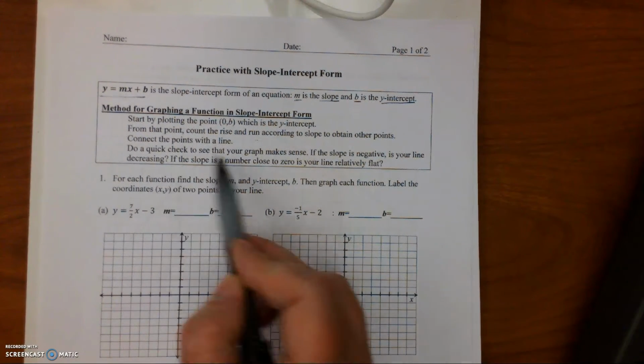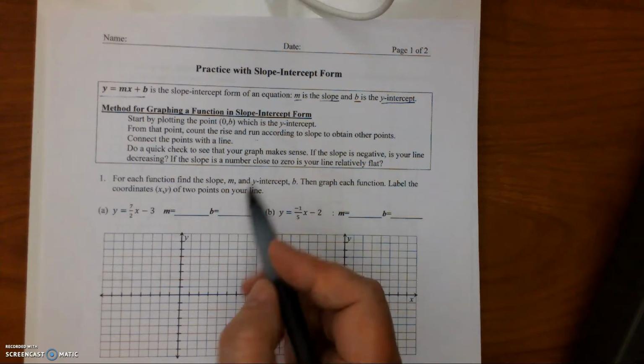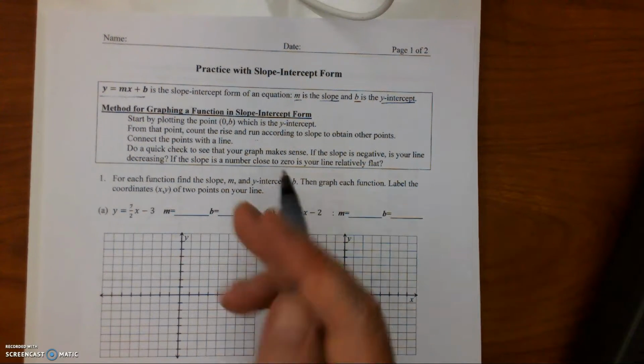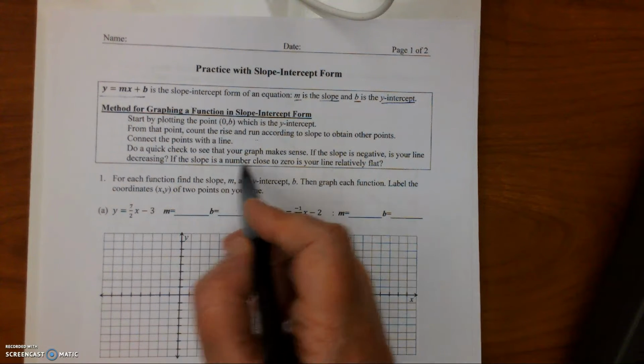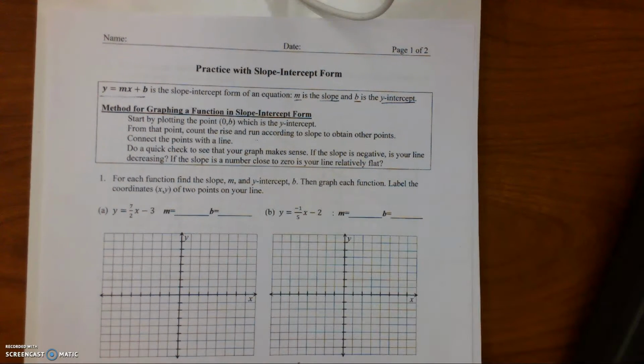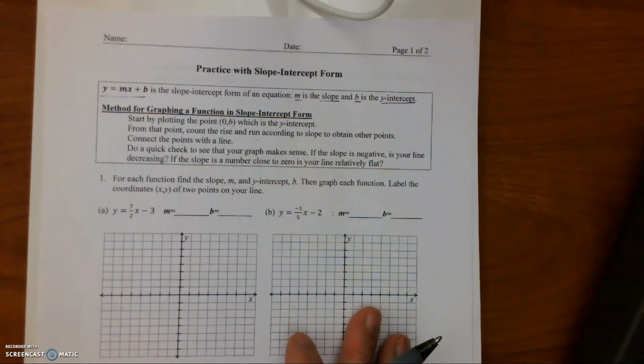Do a quick check to see that your graph makes sense. If the slope is negative, is your line decreasing, or going to the left? If the slope is a number close to 0, is your line relatively flat? And if it's positive, is it leaning toward the right? Okay, it doesn't say that, but that's the way it works.